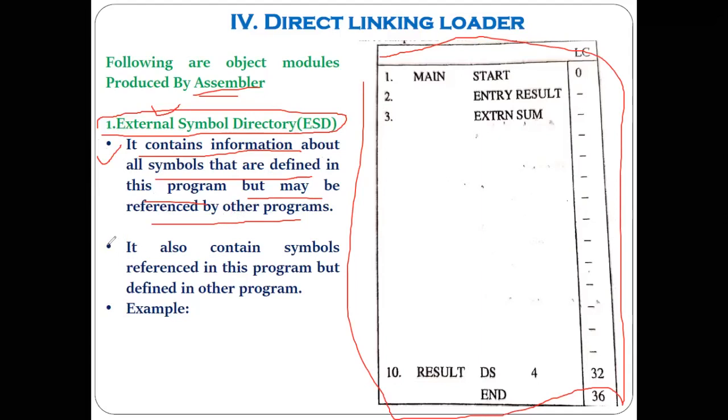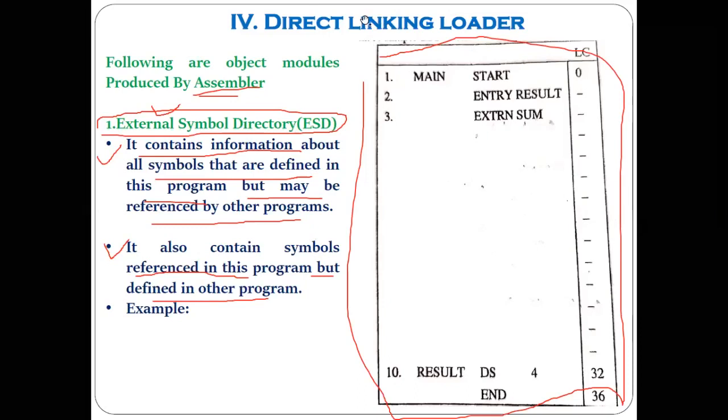Understood? Second information it contains the symbols or the variables that are referenced in this program but defined in the other program. What? Variables or symbols referenced or utilized in the current program but defined in the other program. Now in the same example, let me show you which are the publicly defined variables or symbols and which are the externally defined variables or symbols.